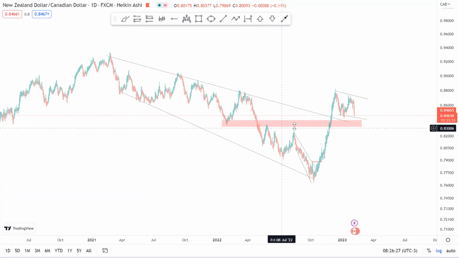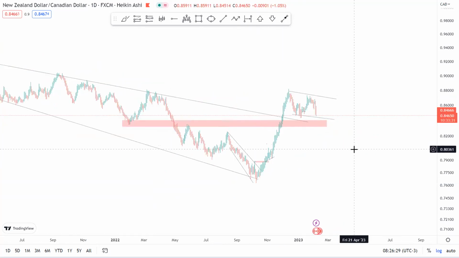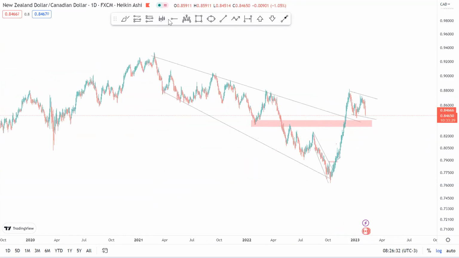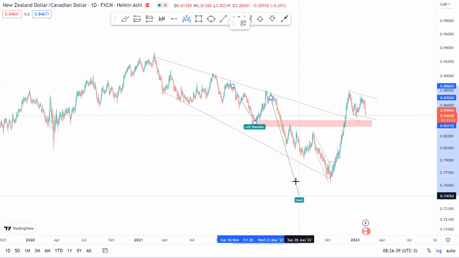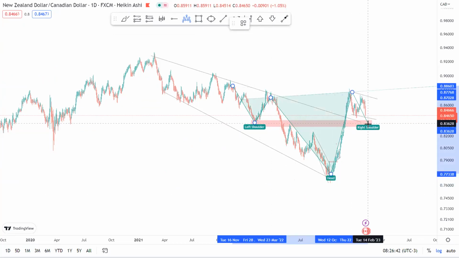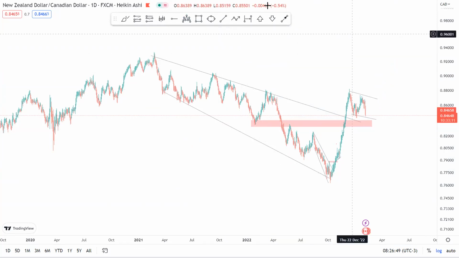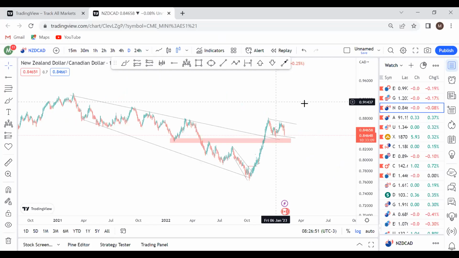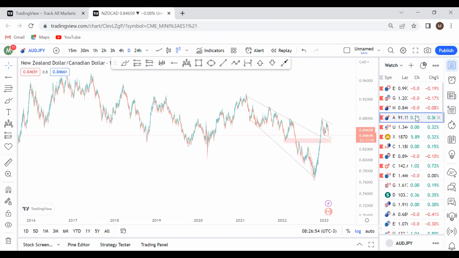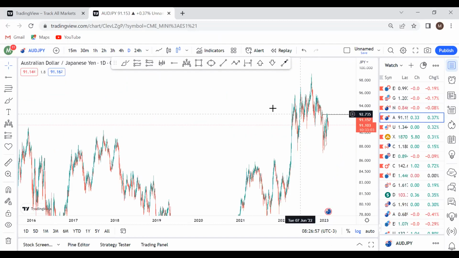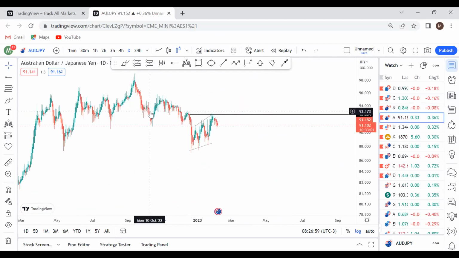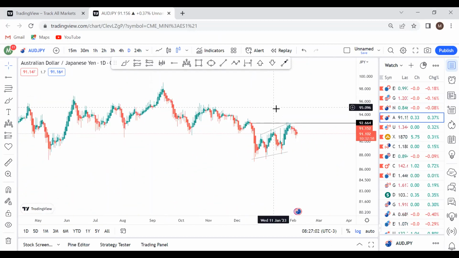So this one still has to form, and you can see we have a bit of a canvas going on right there. Inverse head and shoulders going on right there. So let's just give this one a bit more time to form. So let's move on. That was GBP against Canadian dollar. And now we have the Australian dollar against the Japanese yen.